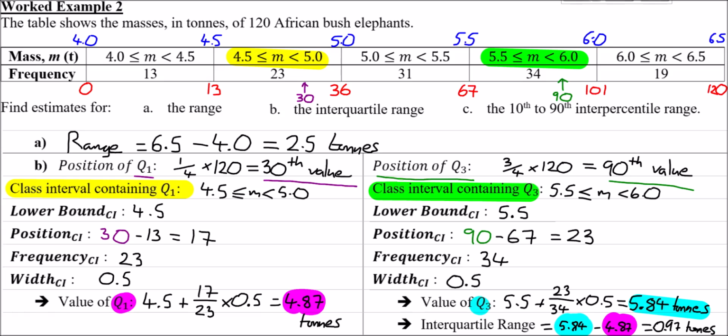So from the elephant which is a quarter of the way along in terms of how much it weighs, to the elephant which is 3/4 of the way along, it's about a ton difference between those elephants. Let's now have a look at part C.